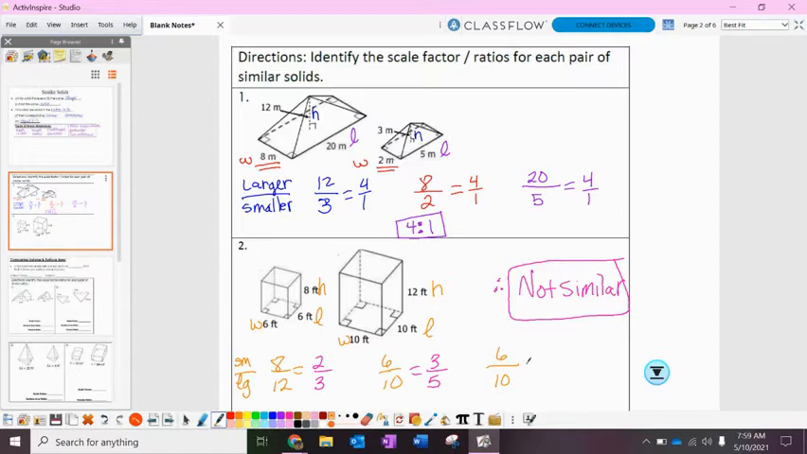Okay, even though if I had kept going, 6 over 10 again would also simplify to 3 over 5. It doesn't matter that 2 of them are equal. All of their corresponding linear dimensions have to have the same ratio. So this is not similar. So this one was similar. This one's not similar.